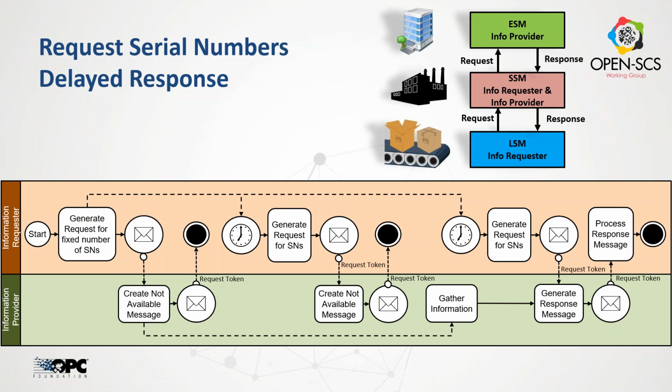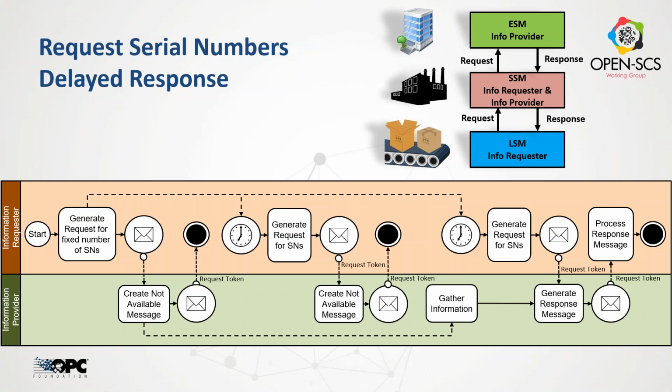Likewise, I may be talking to a corporate system that I don't want to overload. So I'm going to say, give me a set of serial numbers, but you can give them to me in chunks, or you can give them to me as soon as you get them. So you have some sort of request token that comes back and says, yeah, I can give you numbers, but not all of them yet. And then you come back and ask for them again.